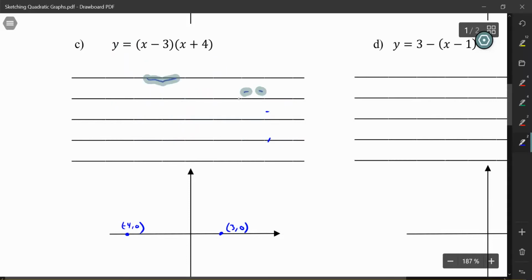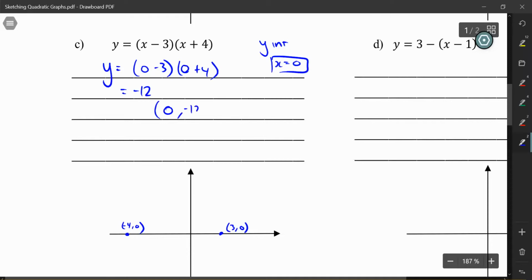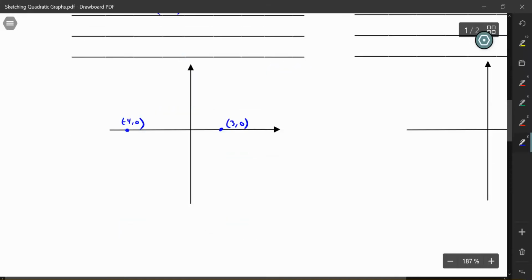And here we go. If I were to do this question, I want to find the y-intercept. Y-intercept is when x equals 0. So that's what I'm going to do. y equals 0 minus 3, 0 plus 4, and that becomes negative 3 times 4, which is negative 12. So what does that mean? It just means when x is 0, y is negative 12. So in that case, it's probably further down, but let's just say 0, negative 12 is here. There you go. Now, I just don't know where the turning point is. It could be over here, it could be like that, or it could go through like that and come back up. I don't know.